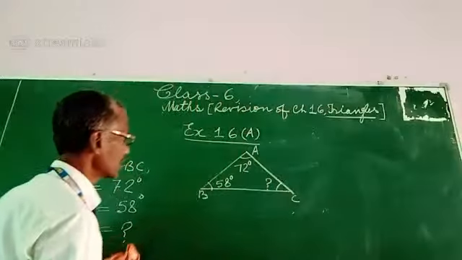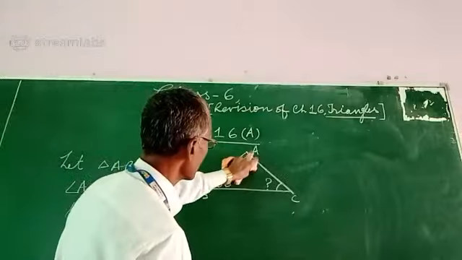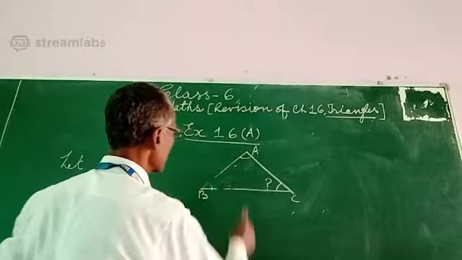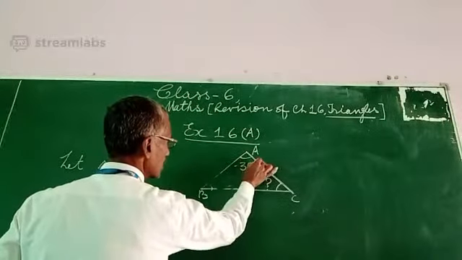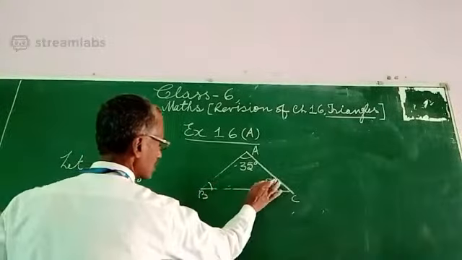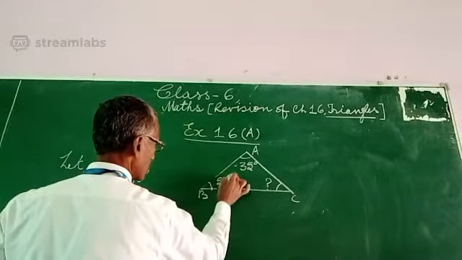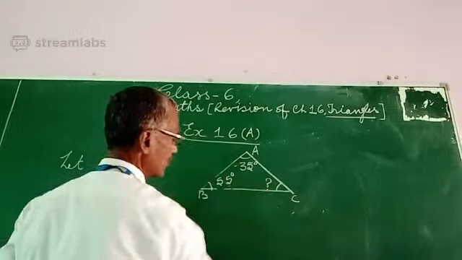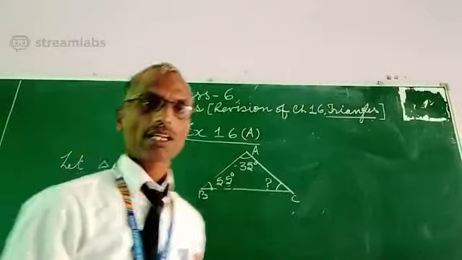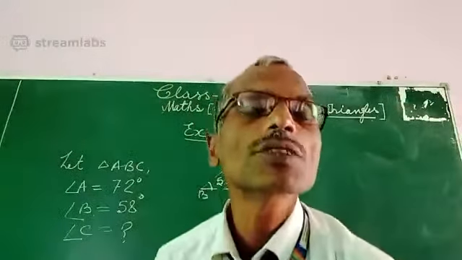Students, any other question? Please solve the next question. Look here. If angle A is 35 degrees, angle B is 55 degrees, find angle C. Can you solve this question?